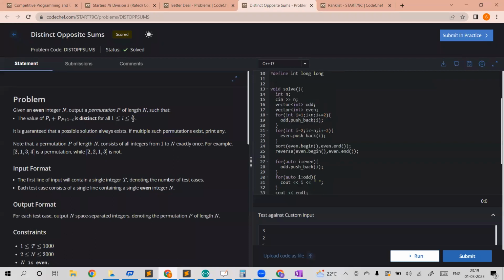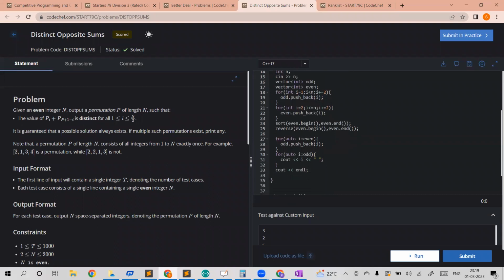I have taken an odd, I have taken an even, and I have pushed back all the odd, I have pushed back all the even. Then I have just sorted all the even. No need to sort it, but yes, you can sort them. And this is the diff 3-second problem.